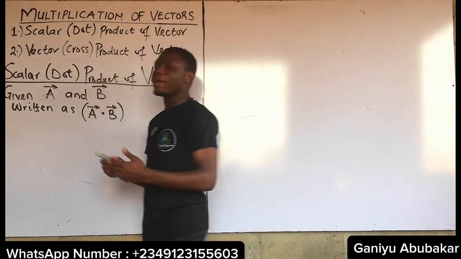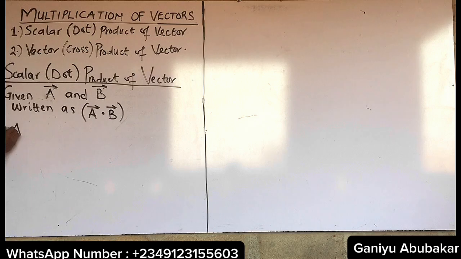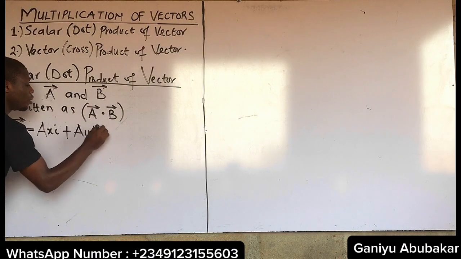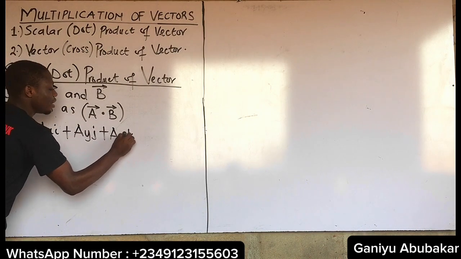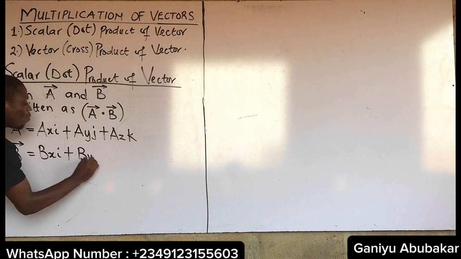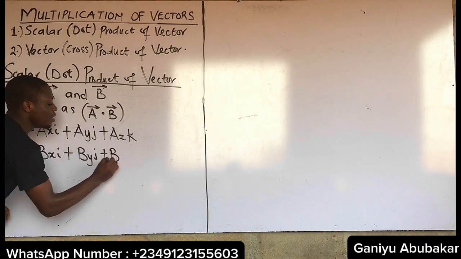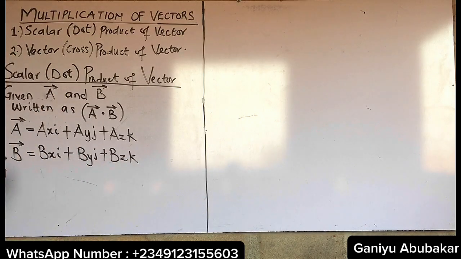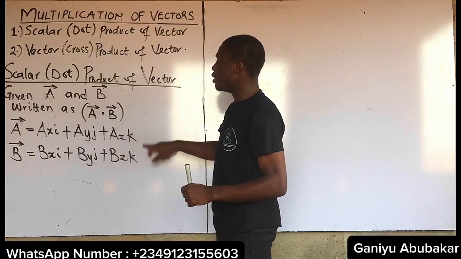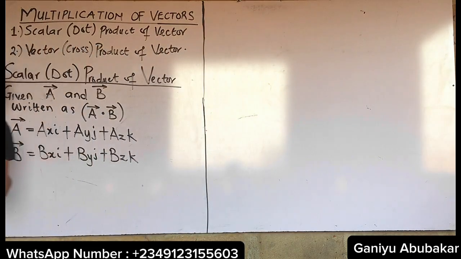So let's say I'm given vector A to be equal to AX i plus AY j plus AZ k, and I'm giving vector B to be equal to BX i plus BY j plus BZ k. Now, when it comes to the mathematical expression for dot product, so let's say I'm given vectors A and B as this.